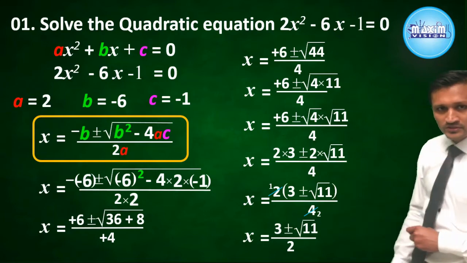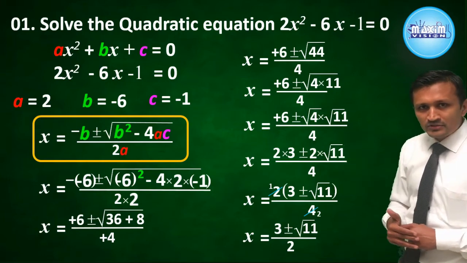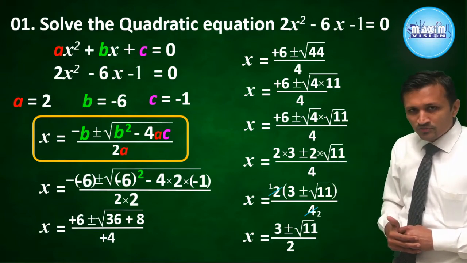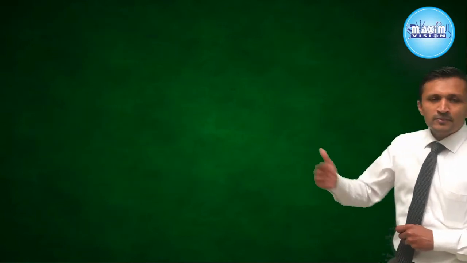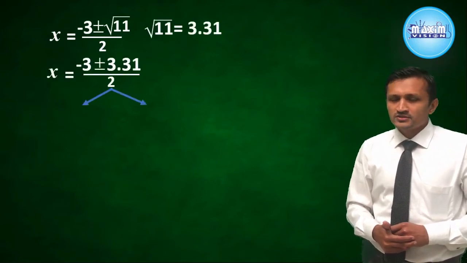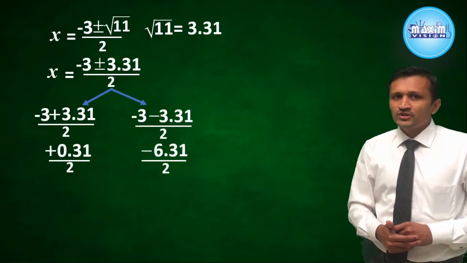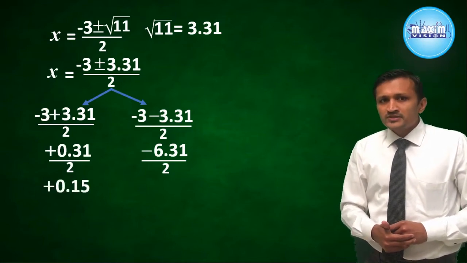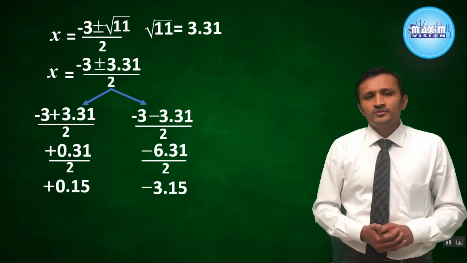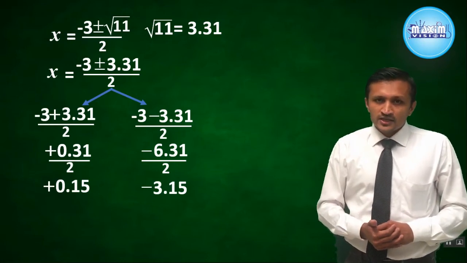We can do further simplification. You can remember that with the earlier method, completing the square, we had the same answer as in the formula method. Applying the approximate value for root 11, we can get the final answers, considering two instances, plus and minus: approximately plus 6.15 and minus 0.15. That's the first question we discussed in two methods, completing the square and using the formula.